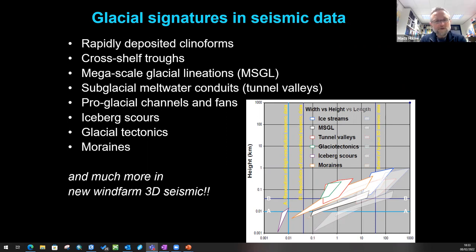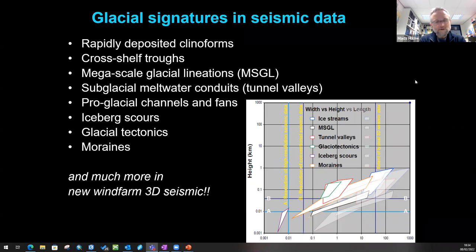The subglacial meltwater conduits that we call tunnel valleys are particularly prevalent in the last half a million years of the Quaternary for reasons that we're not quite sure of. We don't see them much in the earlier records, but it may have something to do with paleo water depths of the basin. Iceberg scour marks are particularly useful in providing a high resolution record of when there was glaciation around the basin. And we will show that for the earliest part of the Quaternary.